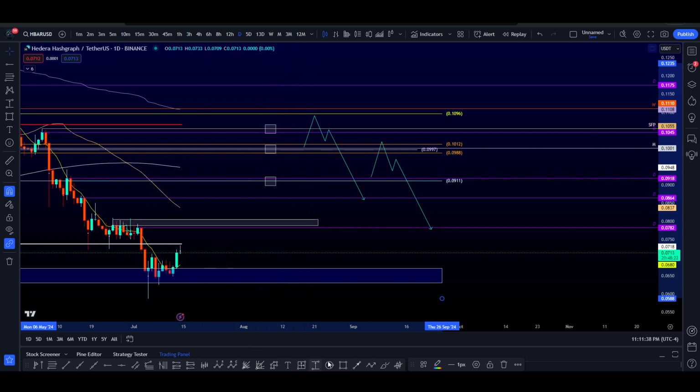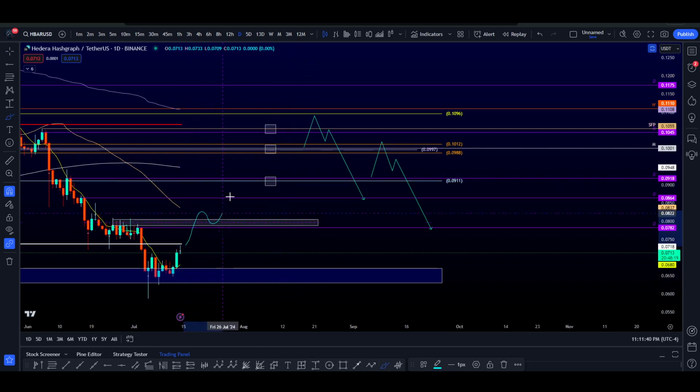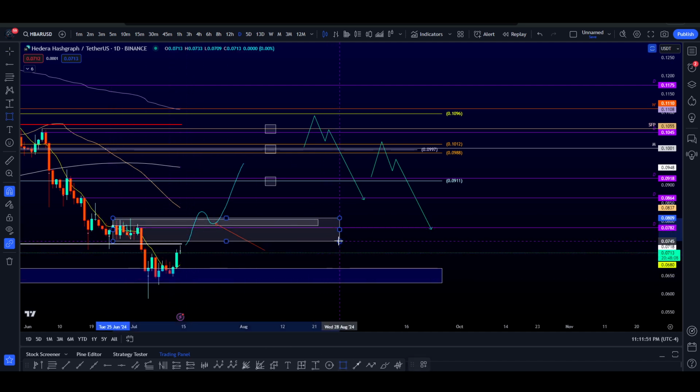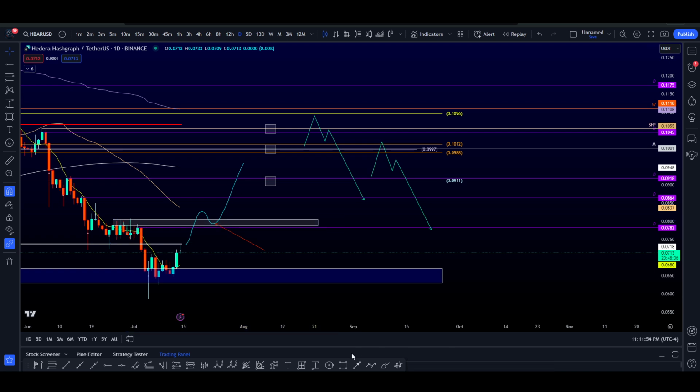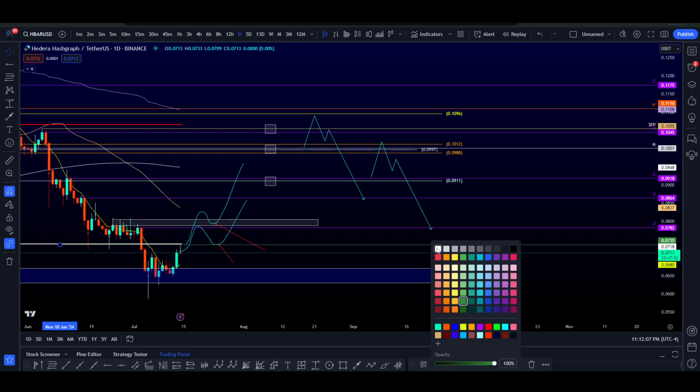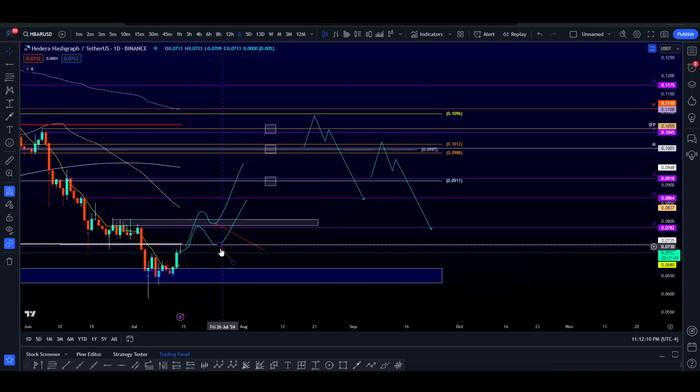A long would be here once you flip this into support, right? Only once you flip this into support, because right now these are just, in my opinion, a no trade zone right here, unless you get a backtest, and then you would be looking to long it here, because at that point you would be trading off this support level here, right? So long entry for me would be here or here, short entries here.